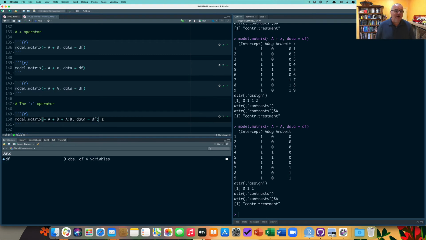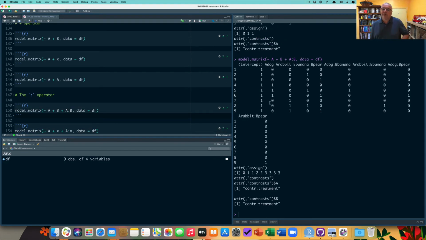Let's now do our interaction term. So you've got your A, your rabbit, and your dog. So we know about that. You've got your banana and your pear. So how did it get A dog? This is the interaction between the column A dog and the column B banana. All it did is it went to this column and multiplied it element-wise by this column. So 0 times 0 is 0. 0 times 1 is 0. 0 times 0 is 0. 1 times 0 is 0. 1 times 1 is 1.